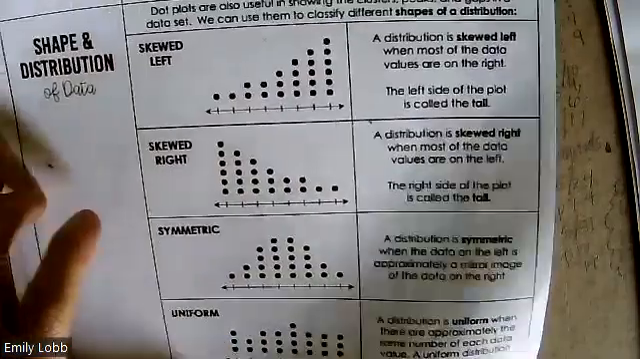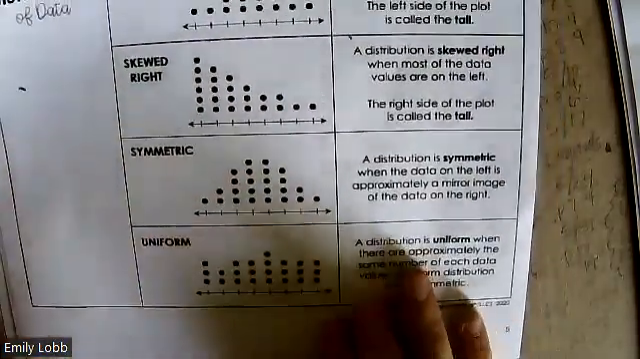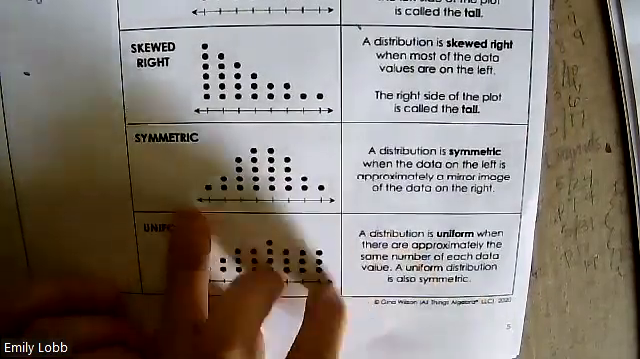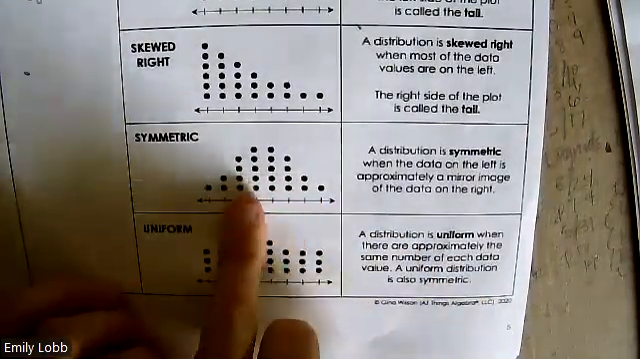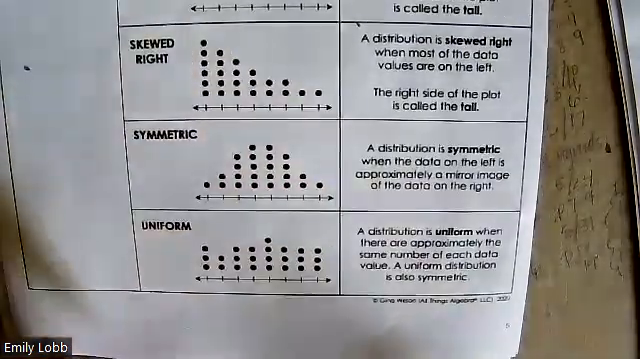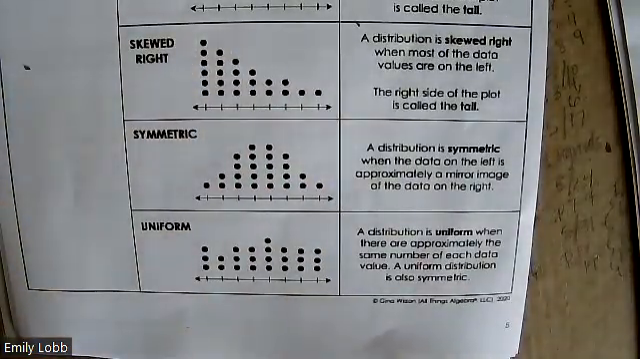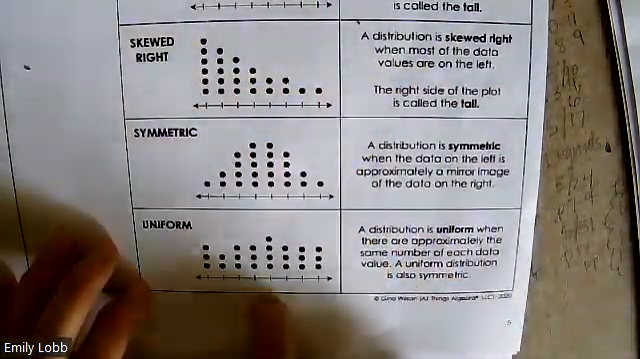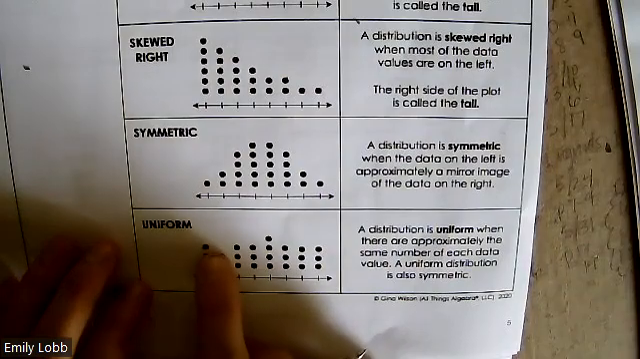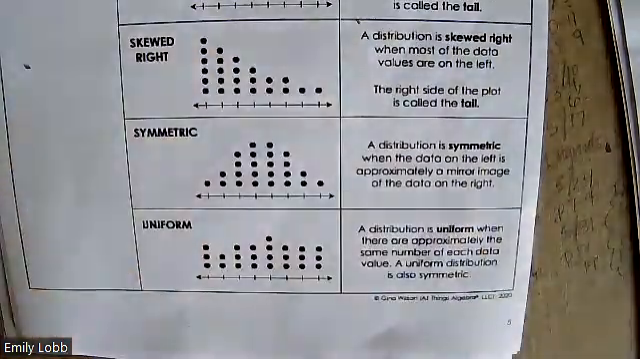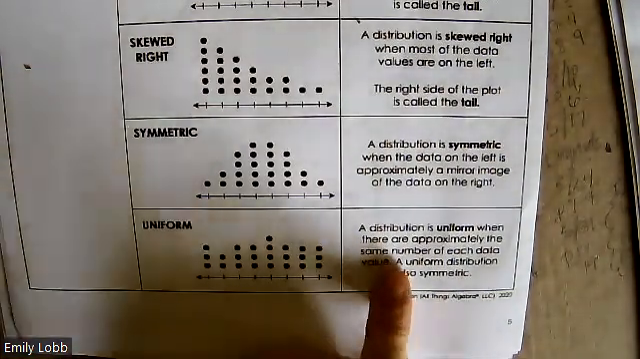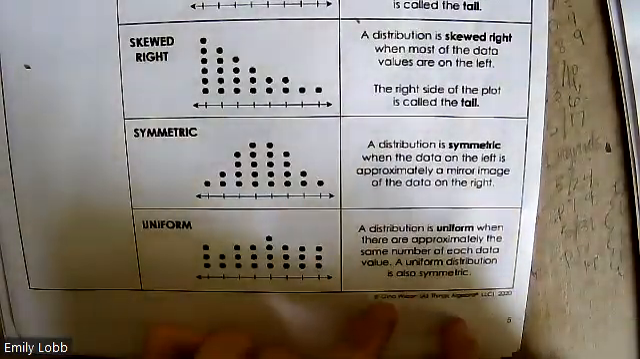Symmetrically, a distribution is symmetric when the data on the left is approximately a mirror image on the right. So now this is like exactly a mirror image. Sometimes it would just be roughly a mirrored image. It doesn't have to be exact. Uniform means about the same in all of them. You can see that one has one more and one has one less, but it's fairly uniform. So they're approximately the same number of each data value. A uniform distribution is also symmetric.